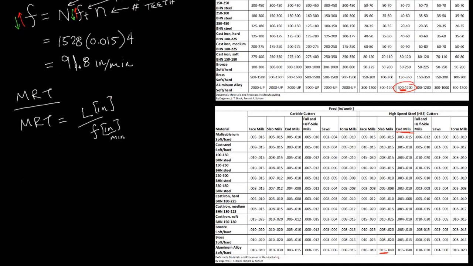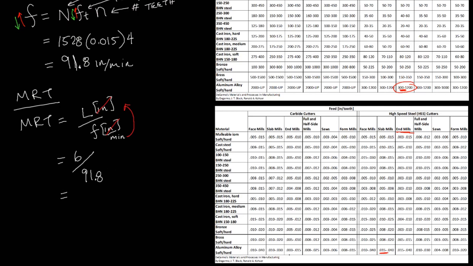So these would cancel, and then the minutes would go on top. That would be like 1 over 1 over minute after these cancel, and so that goes on top. That's how we get minutes as our unit. So 6 inches divided by 91.8. This isn't actually going to take all too long, is it?